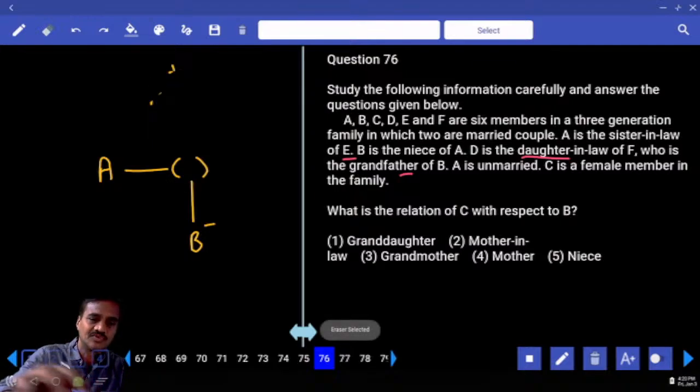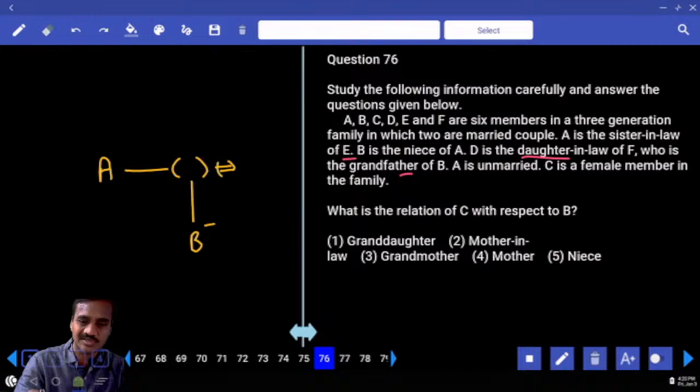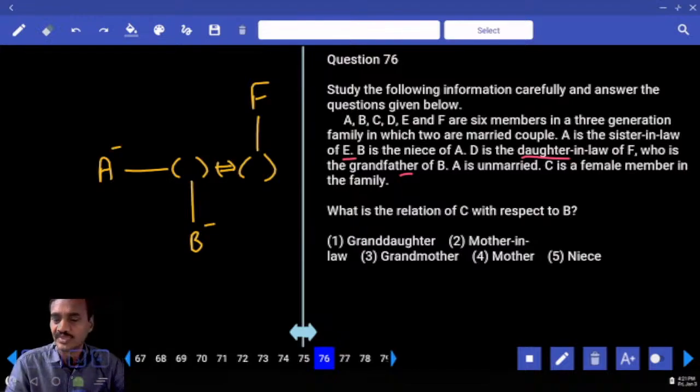As F cannot be the father of A, that means this person got married and that person's father is F. Can we take it like that or not? 1, 2, 3, 4, 5. Then here A is the sister-in-law of whom? And A is unmarried and A is the sister-in-law of E. Hence E must be here. And B is the niece of A. And B is the niece of F.